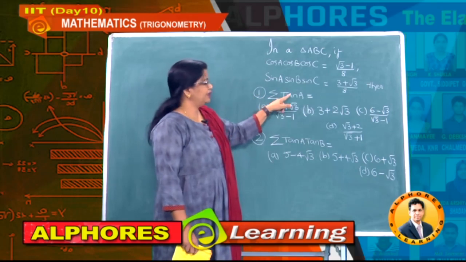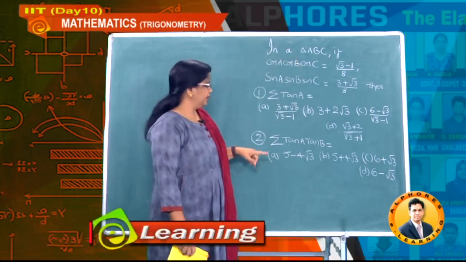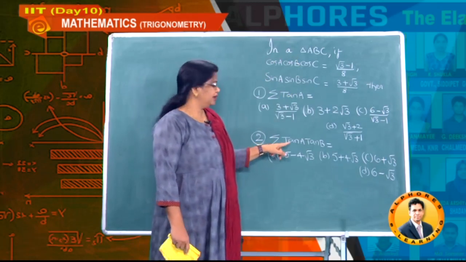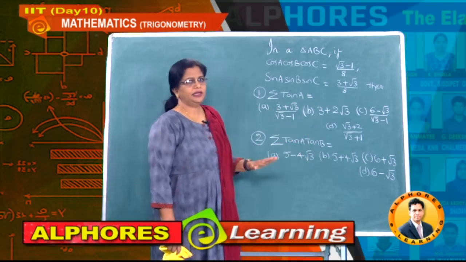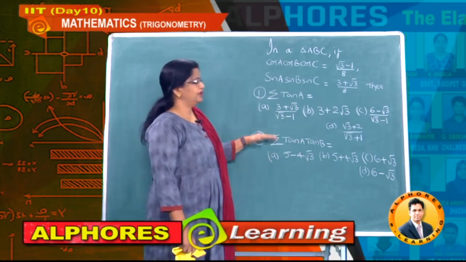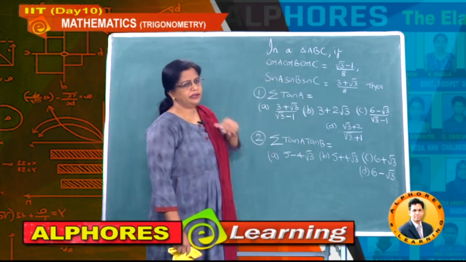That means tan A plus tan B plus tan C, because only 3 angles we have. And here sigma tan A tan B, that is tan A tan B plus tan B tan C plus tan C tan A. So they are asking about these 3 questions under this data. So you have to make use of these conditions.